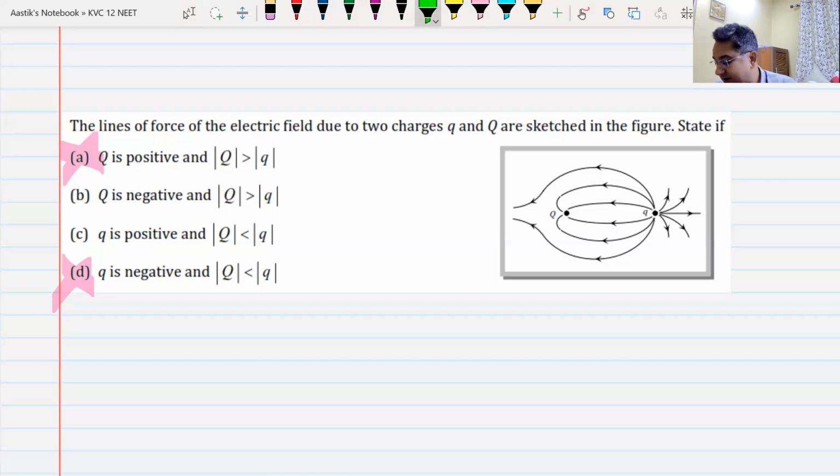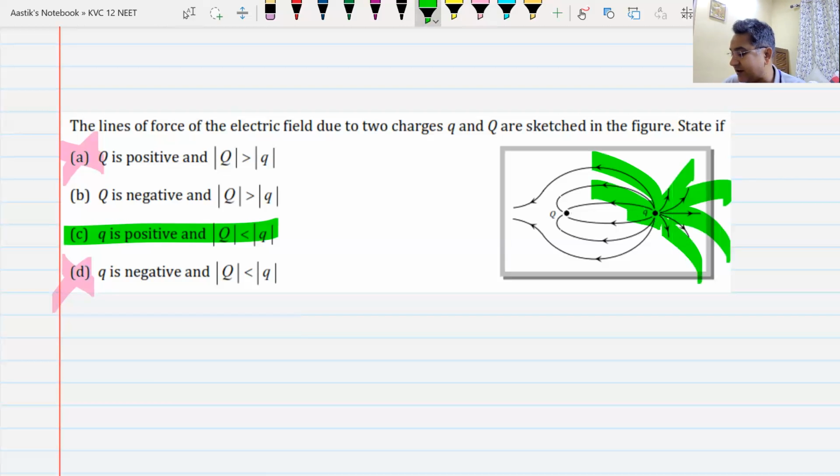Which one is correct now? And the answer is option C. More electric field lines are coming out of this gentleman. We just did a question. And fewer electric field lines are going into the other gentleman. So the other gentleman should be smaller. The small q gentleman should be larger.